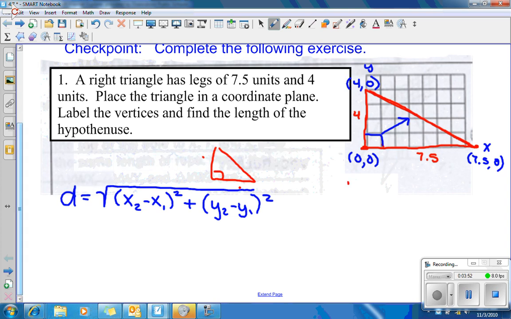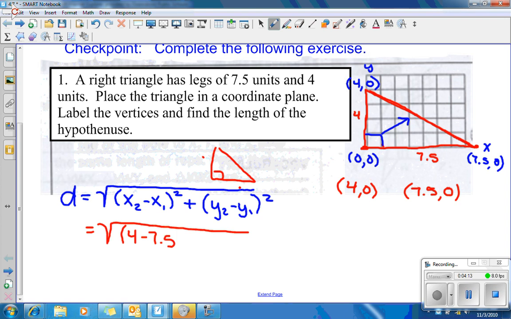All right, so like 4, 0 is an ordered pair. And another one is 7.5 and 0. All right, so my x values are 4 and 7.5. So if I choose 4 to be my x2 minus the 7.5, okay, and I'm adding it to my y values. Now, if I chose 4 for my x2, that means my y2 has to be what number? 0.